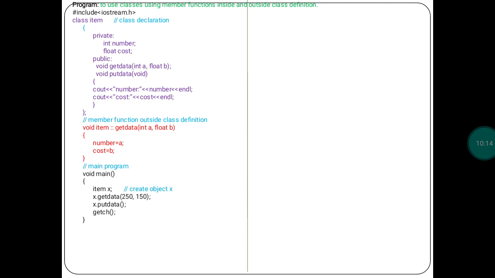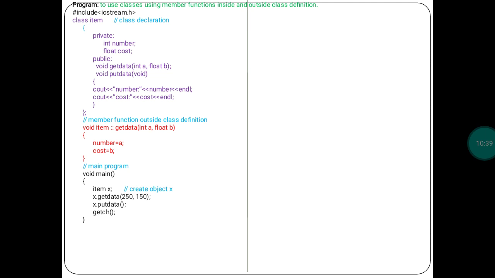See there, void item. Item is our class name, then the scope resolution operator, then get data with int a and float b. Number is equal to a, cost is equal to b. We are assigning the values. So we write the code outside the class. For getting the data, we write the code outside the class.